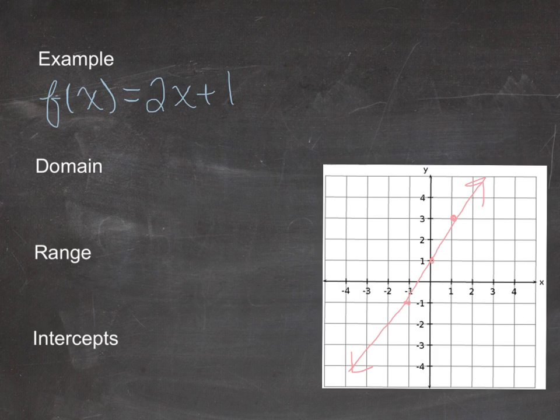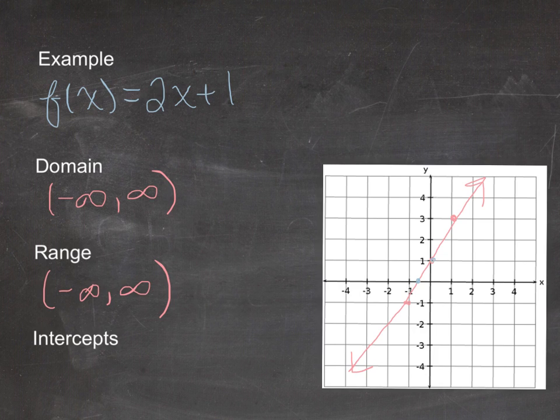And I want to find the domain of this function. If I look at the graph, I can easily see that the graph will extend for all values of x. So my domain is going to be negative infinity to positive infinity. My range as well, my function will extend for all values of y, so negative infinity to positive infinity. And for my intercepts, I have an x-intercept as well as a y-intercept. My x-intercept is here, and my y-intercept is here.